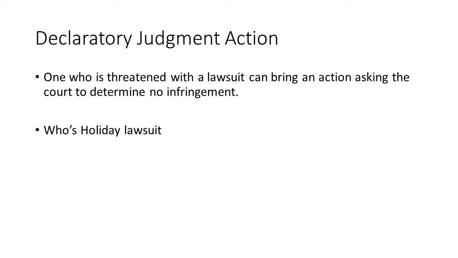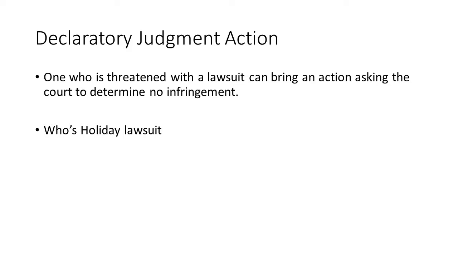Let's talk about declaratory judgment action. This is a type of action that some entity accused of infringement can bring in court, asking the court to make a determination. So this is the person being accused running to court first and asking the court to make a ruling. So what they're asking the court to do is, please make a declaration that what I'm doing is or isn't infringement. And it's usually done when time is of the essence.